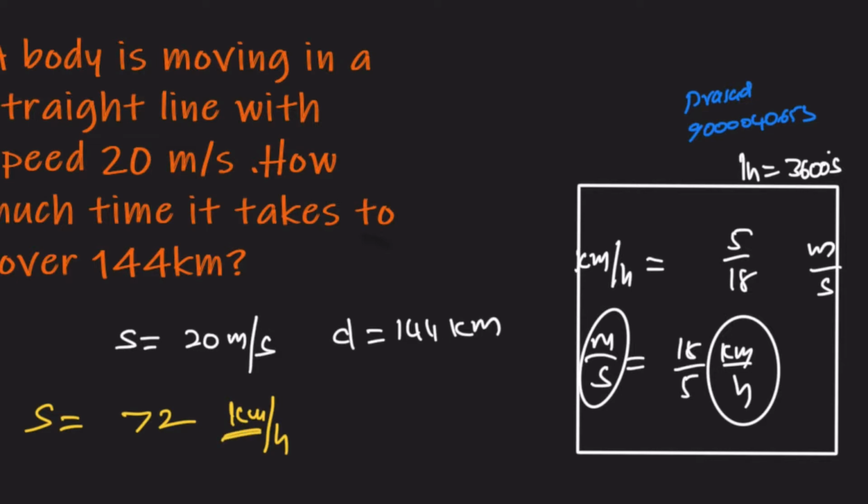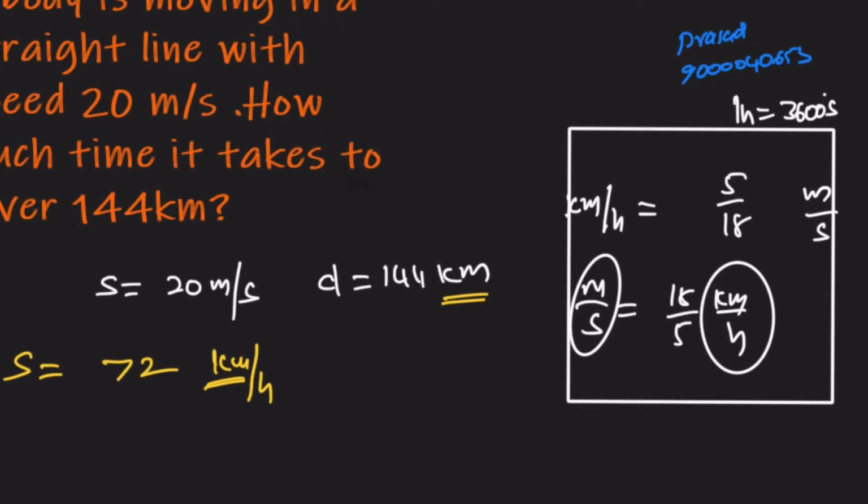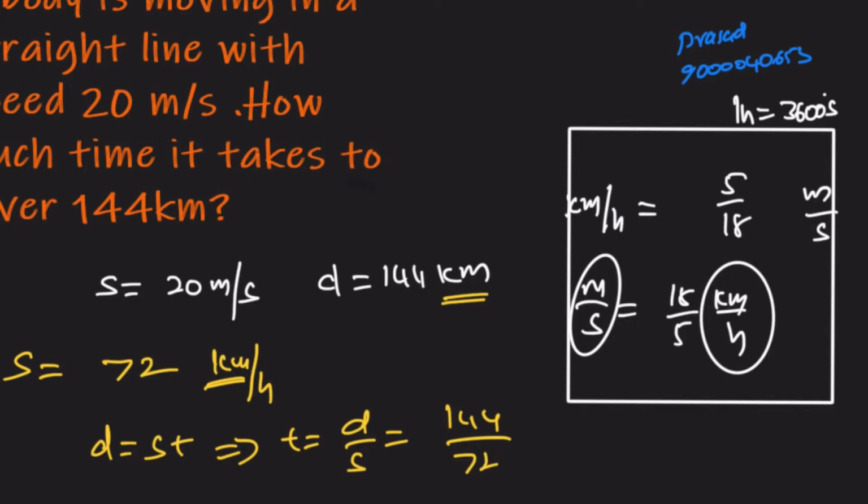Speed is in kilometers per hour and distance is in kilometers. So now units are set here. Distance is equal to speed into time and time is equal to distance by speed. So what is the distance here? 144 by speed 72. So we get here 2 hours. Time is in hours. So to cover 144 kilometers, it takes 2 hours.